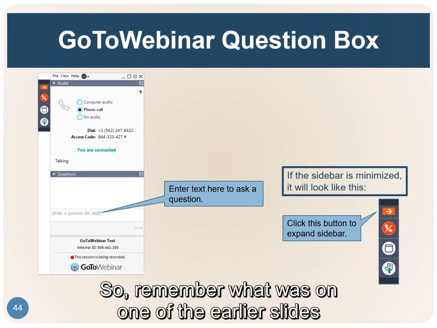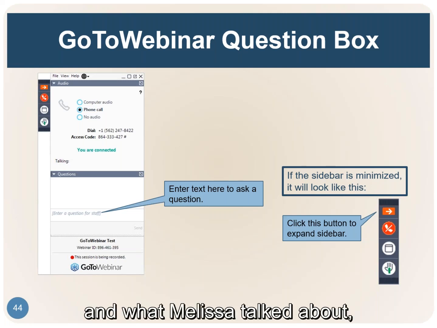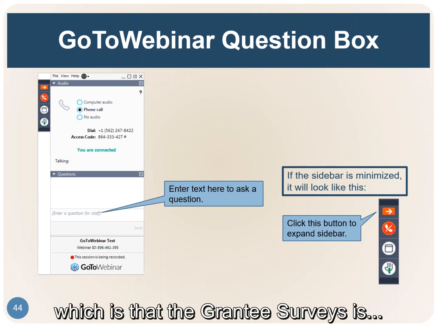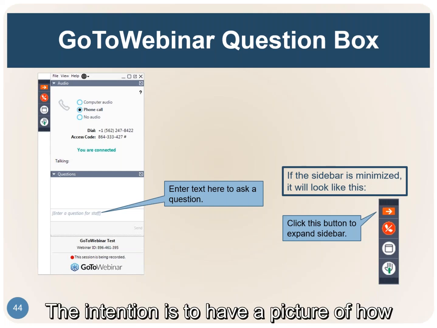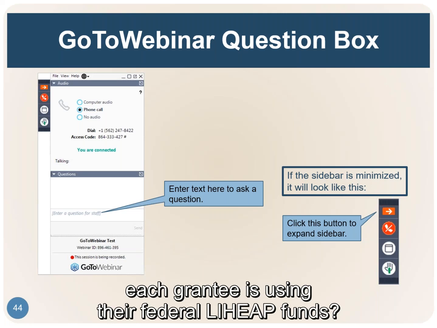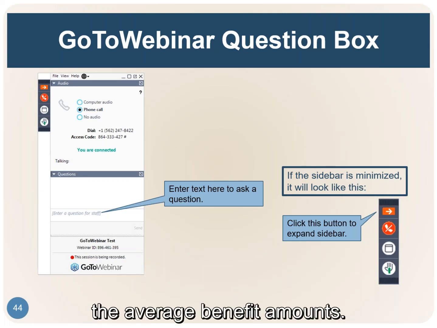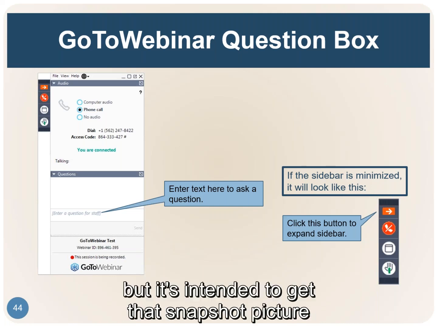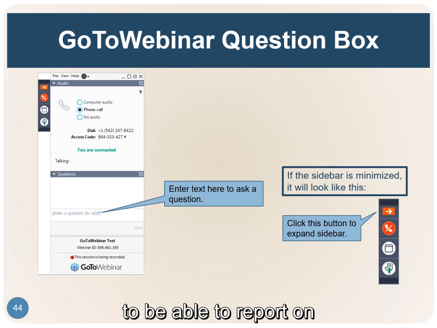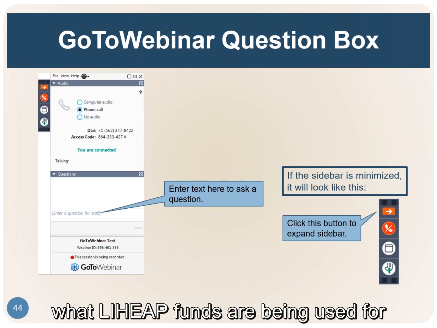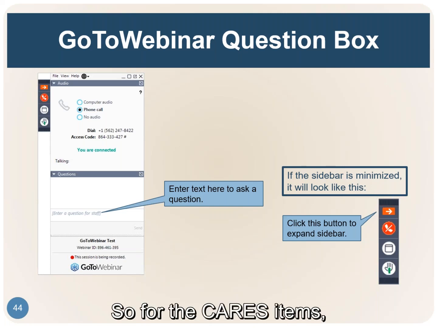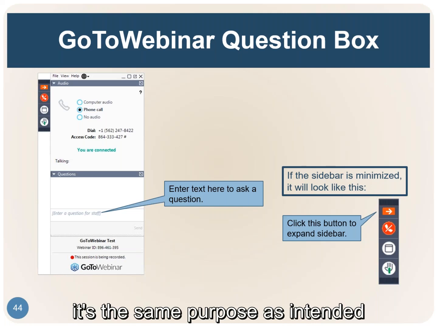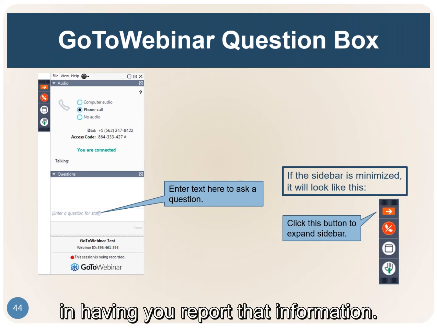So remember what was on one of the earlier slides and what Melissa talked about, which is that the grantee survey's intention is to have a picture of how each grantee is using their federal LIHEAP funds, the types of assistance you're providing, the average benefit amounts. It's not intended as an audit report, but it's intended to get that snapshot picture to be able to report on what LIHEAP funds are being used for nationally and by state. So for the CARES items, the same purpose is intended in having you report that information.